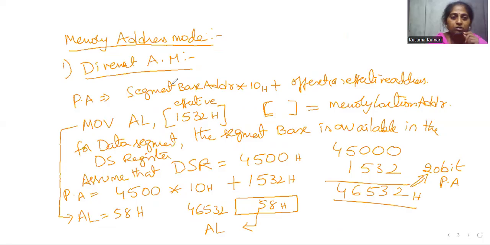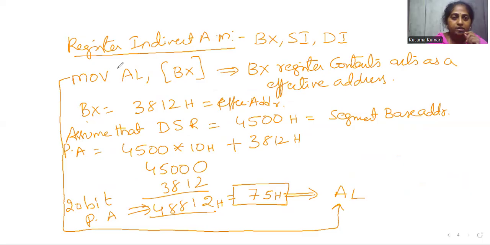In the previous direct addressing mode, the effective address is directly available in the instruction. The direct addressing mode means the effective address is directly available in the instruction. With this effective address, the physical address can be calculated. But in this next type, register indirect addressing mode, this is the effective address.